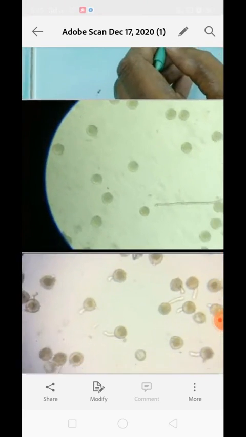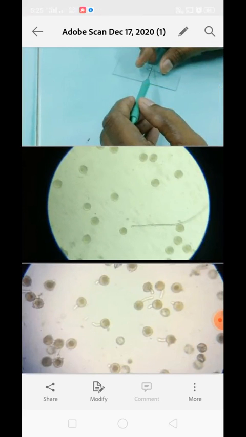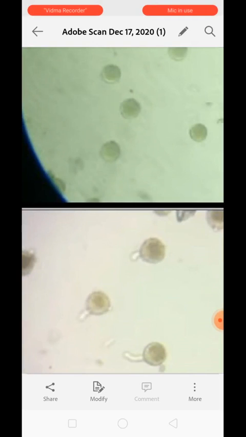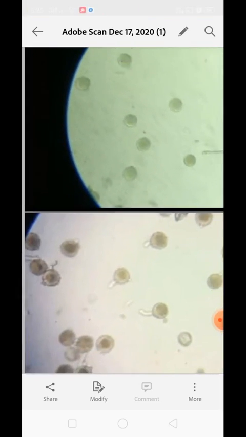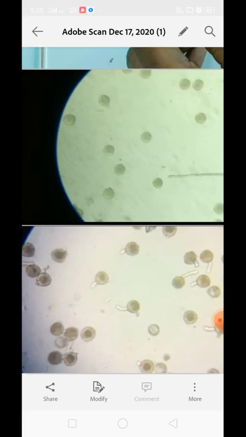Now the same picture is present over here as well, but the difference is that over here you can see a slight tube-like structure emerging out from the pollen grains. These are called pollen tubes.